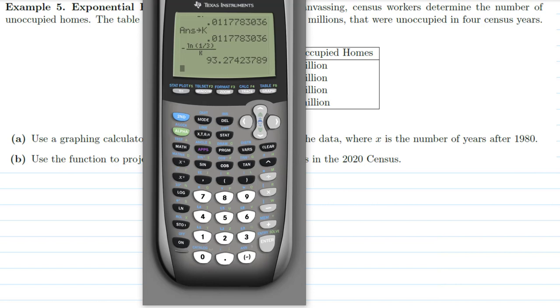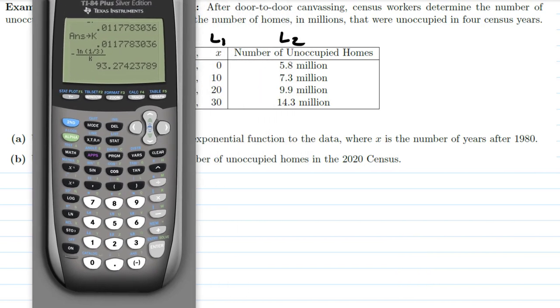So we grab our calculator, and to put these in, we go to our stats menu, and we choose edit, and in the L1, we're going to have 0, 10, 20, and 30. And then in our L2, we have 5.8, 7.3, 9.9, and 14.3. So then after we have them put in, we go back to our home screen.